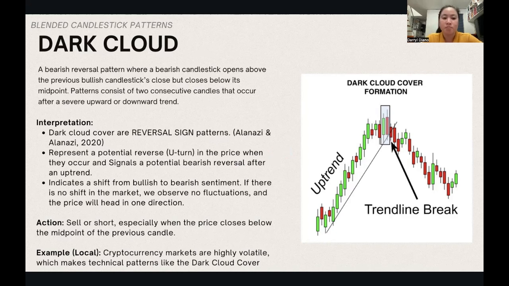bearishness. So our action, or what we should do, if you see this at the top of an uptrend, it's time to sell or prepare for a bearish move. Always confirm with volume or additional indicators when necessary.